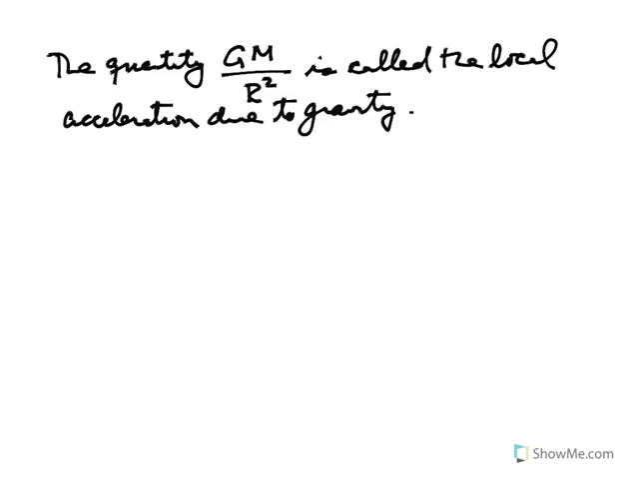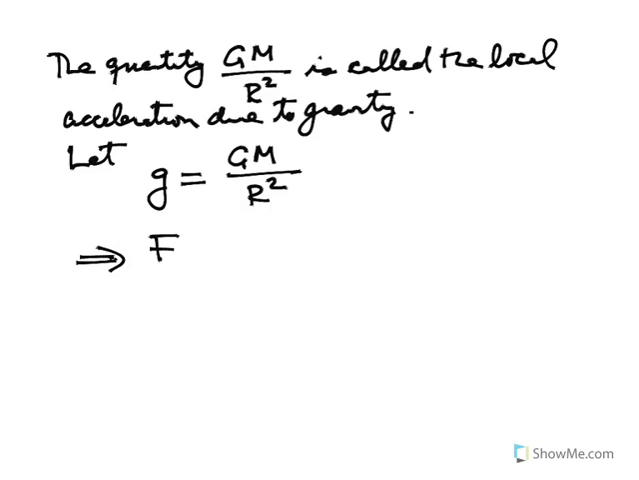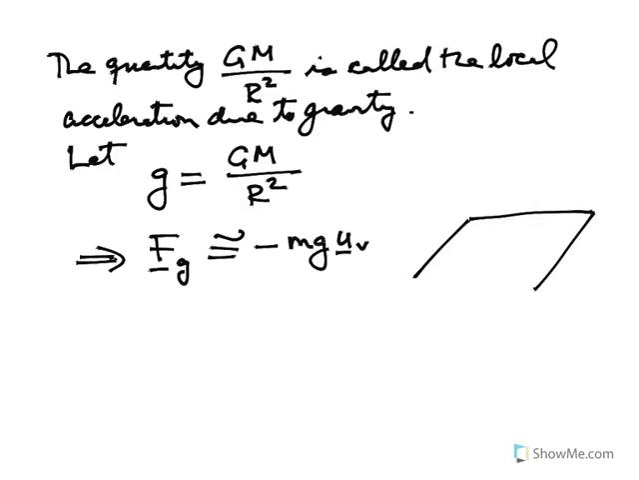But we approximate this, or we call the terminology as it works like this. Let g equal Gm over R squared. And if I do that, then the force of gravitation will approximately be minus mg times uv. Now this is what you normally associate with gravity when you're dealing with an approximation of a flat planet or a flat Earth.